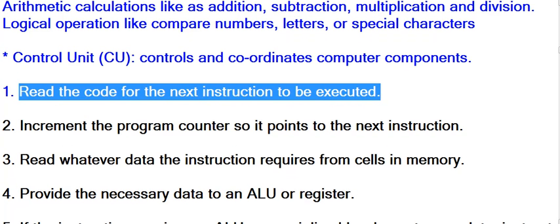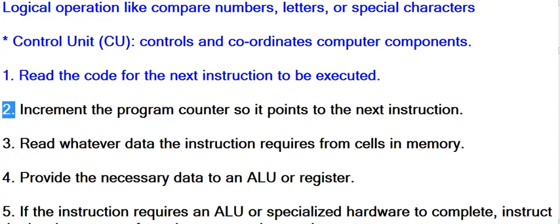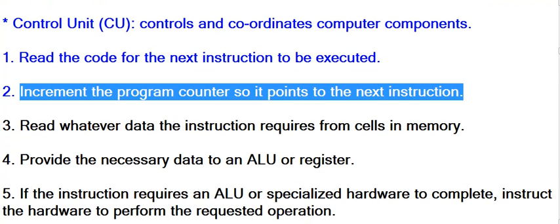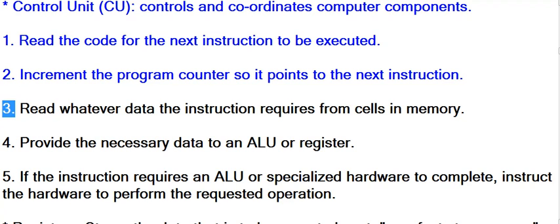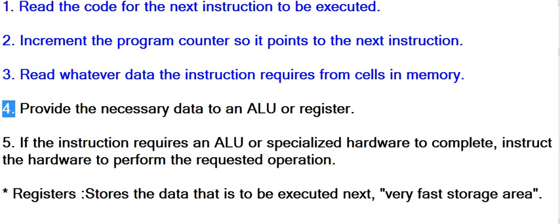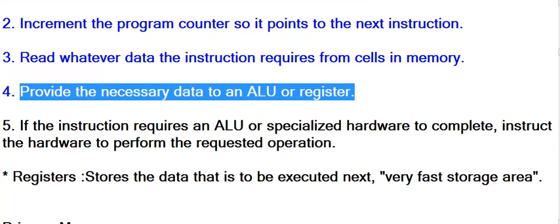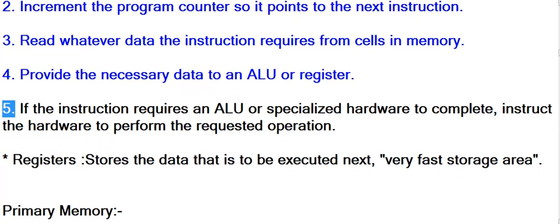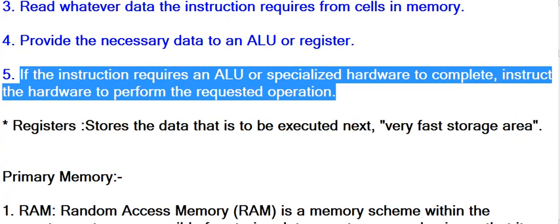1. Read the code for the next instruction to be executed. 2. Increment the program counter so it points to the next instruction. 3. Read whatever data the instruction requires from cells in memory. 4. Provide the necessary data to an ALU or register. 5. If the instruction requires an ALU or specialized hardware to complete, instruct the hardware to perform the requested operation.